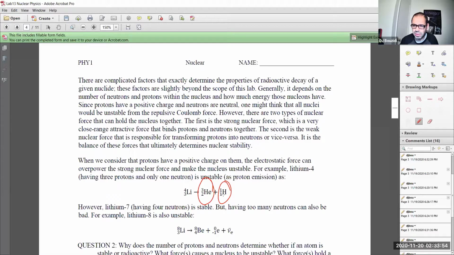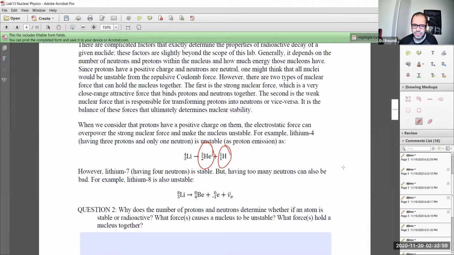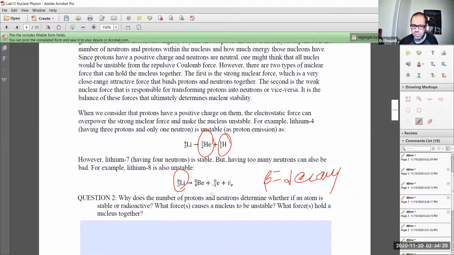Because now you have 2 positive charges and only 1 tiny neutron trying to glue them, so this is not stable. And then you have the hydrogen atom, which in this case is 1 proton. Lithium also can transform one of the neutrons into a proton, giving you beta minus decay. So the number of nucleons does not change.